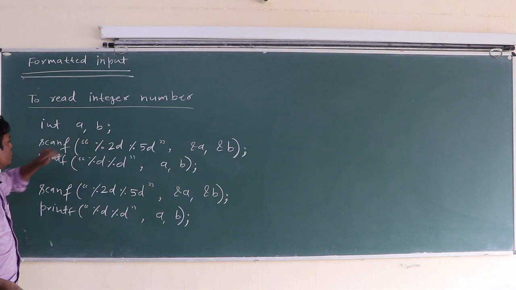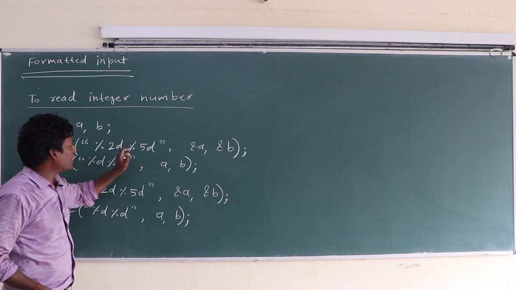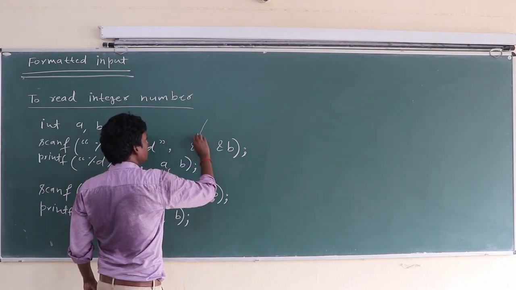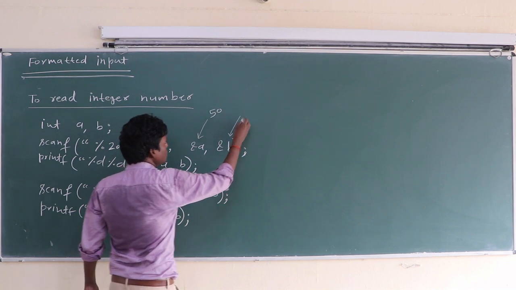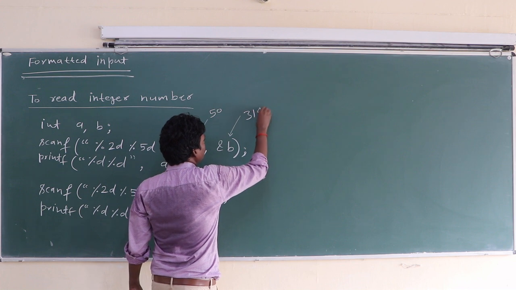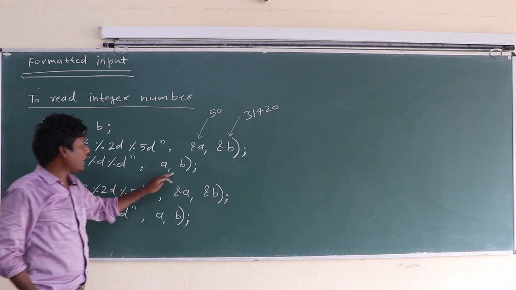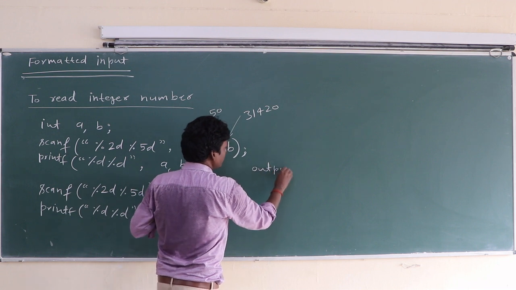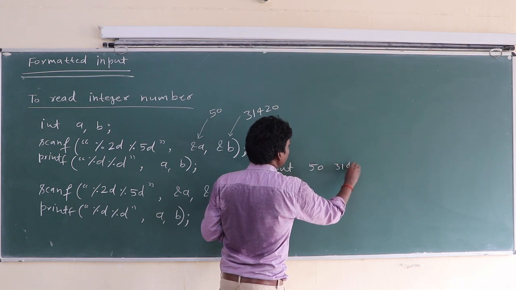Here a and b are two integer variables. Okay, scanf %2d %5d %a %b. Here the user inputs 50 and here the user inputs, suppose, 31420. Okay, printf %d a, b. Here the output is 50 31420.